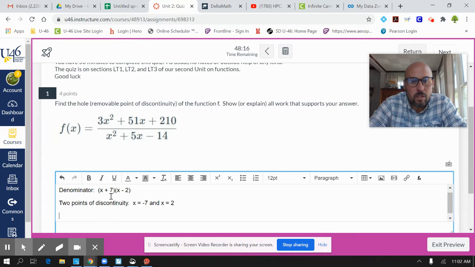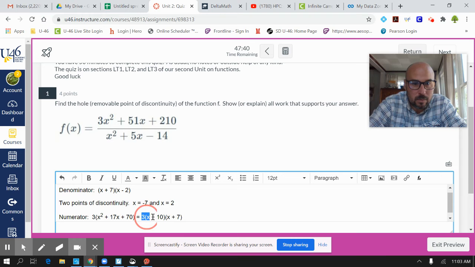Well, which of those is a removable point of discontinuity? You have to factor the numerator. And the numerator has a GCF of 3. 51 divided by 3 is 17, and 210 divided by 3, well, 21 divided by 3 is 7, so 210 must be 70. And 2 numbers that multiply to 70 and add to 17 are 10 and 7. So we've got our numerator.